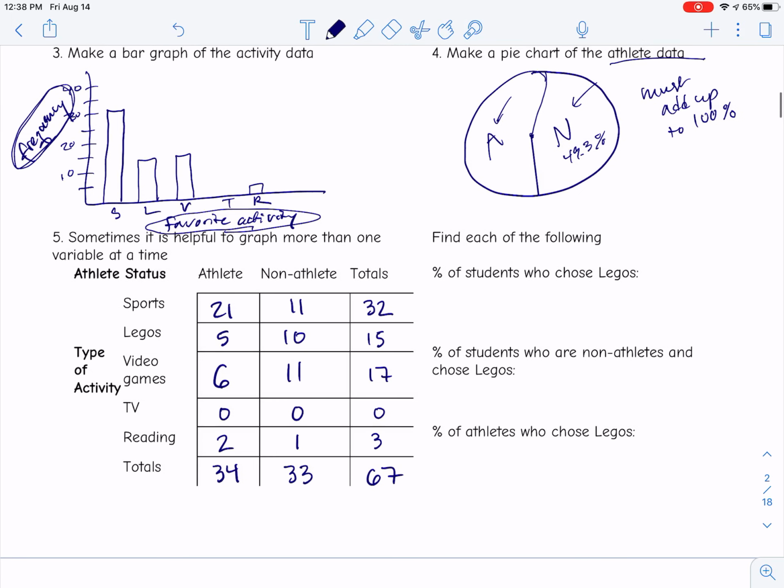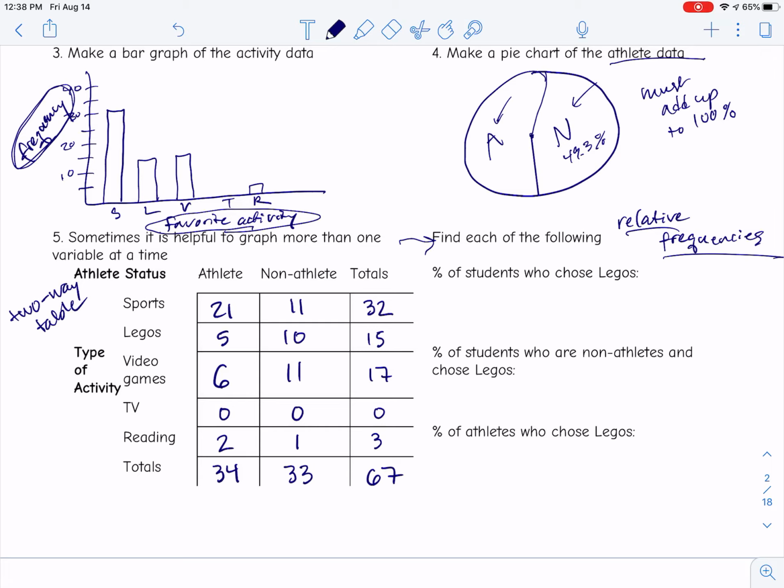Okay, moving on. So I also pre-filled out the data here. So this is what we call a two-way table. So I will use this to answer the following questions. Now each of these, as we go along, these are relative frequencies.